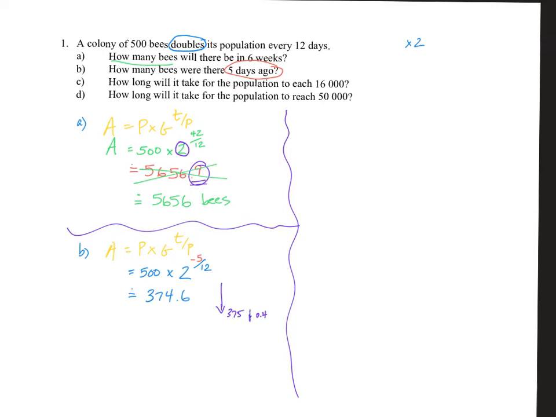And then we lose the other 0.4 of a B to get to 374.6. But if we acknowledge that I either have a B or I don't have a B, then I can never lose 0.4 of a B. And so therefore, my actual answer is 375 Bs.